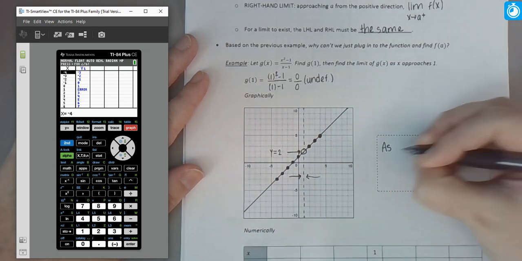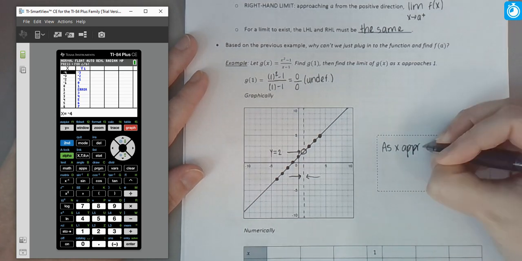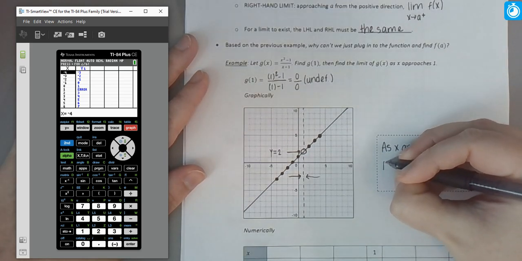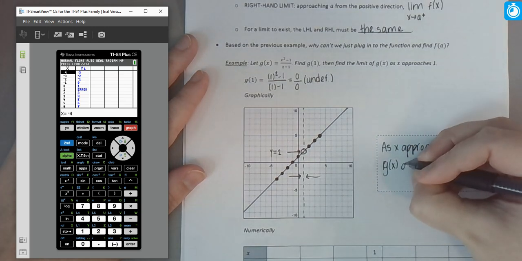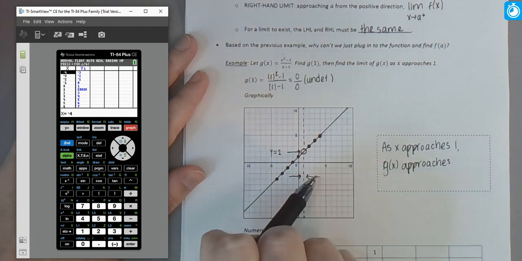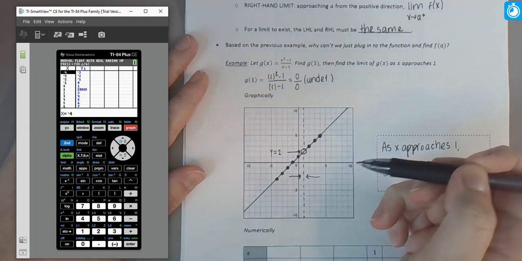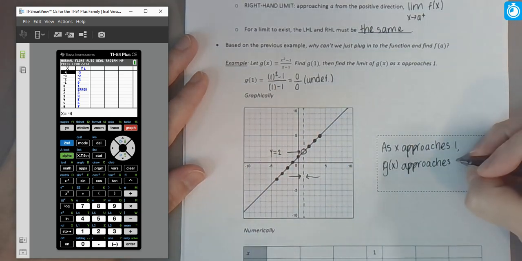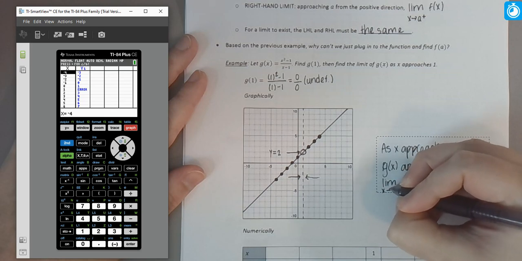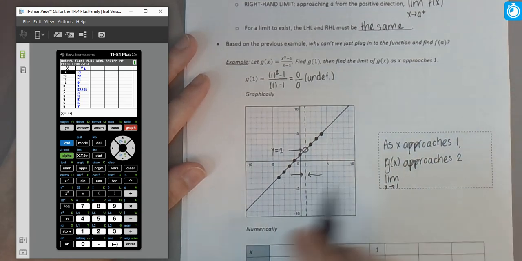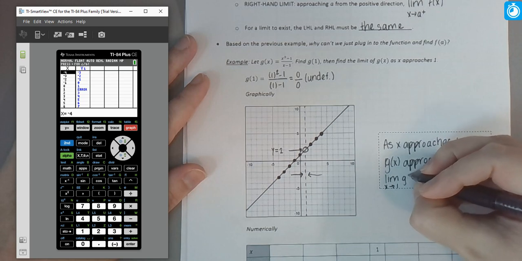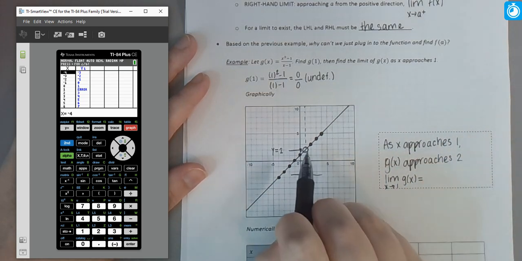So we can say as x approaches 1, because again that's the x value we're interested in, as x approaches 1, f of x, or in this case g of x, approaches from both sides the same value. From the left, the y values are getting closer and closer to 2. From the right, the y values are also getting closer and closer to 2. So another way of saying that using our new notation is the limit as x approaches 1 from both sides, since we demonstrated the same thing happens on the left and the right, the limit as x approaches 1 of this function, g of x, is the value 2.